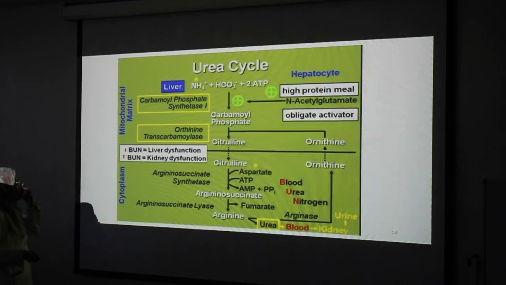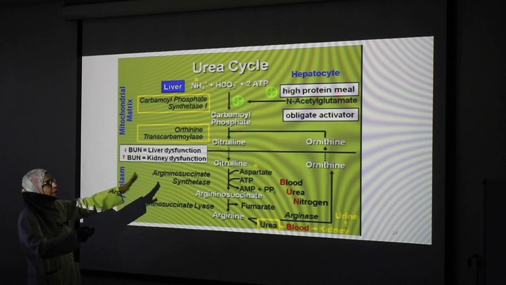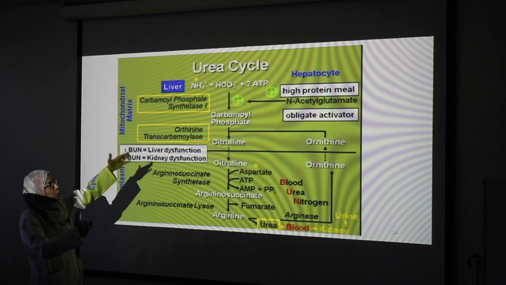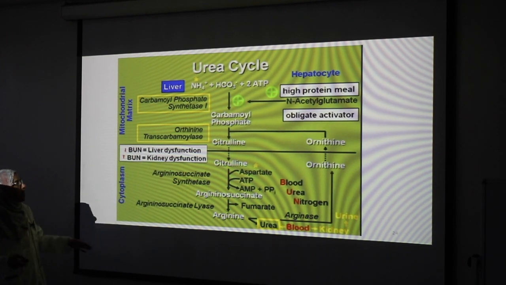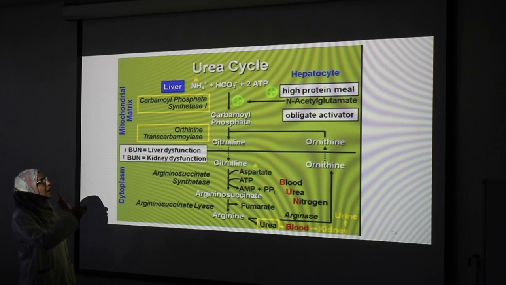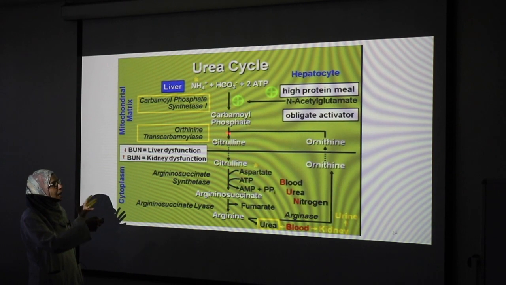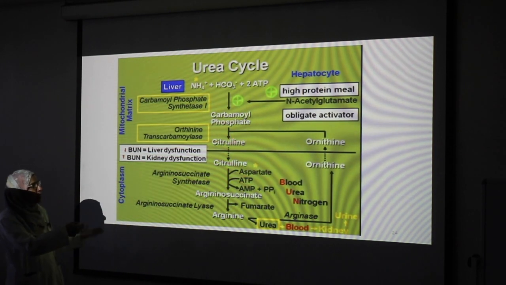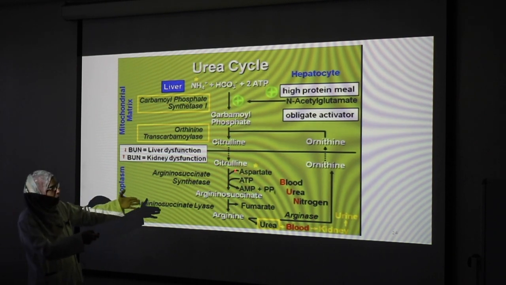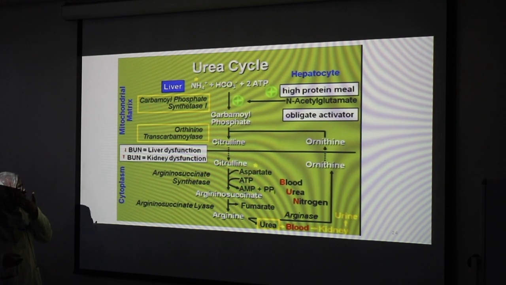So, what do we need to know here? We mentioned that after a high protein meal, the N-acetyl glutamate will rise, and this will activate the first step, which is the rate limiting step of the cycle. We also mentioned that the two amino groups are coming from free ammonia, which is going to be incorporated into carbamoyl phosphate, and then it's going to join the second amino group, which is coming from aspartate. Okay, so you need to know the path of the amino groups.